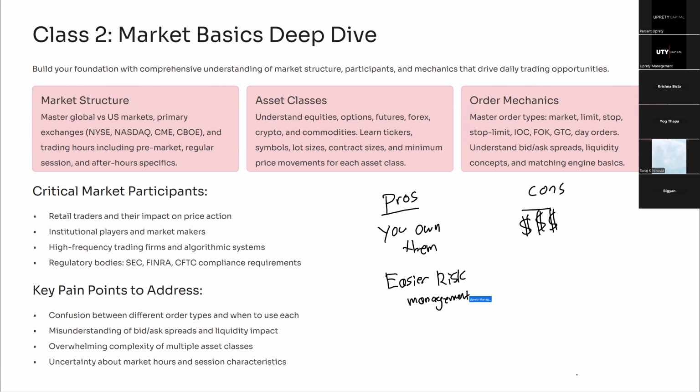Okay. And the reason for that is because if a stock is at $100 and you set your stop loss to 99, then it's very easy for you to do the math. It's not like options where you have to look at the delta, you have to look at theta, you have to look at all these different metrics. Those are the biggest pros. The biggest con is it costs you a lot of money.